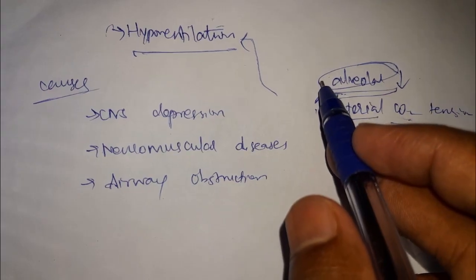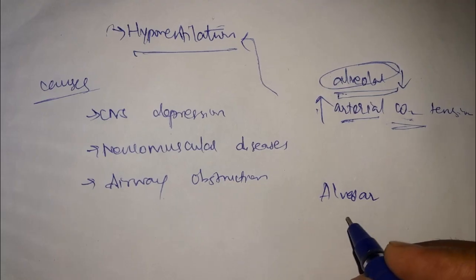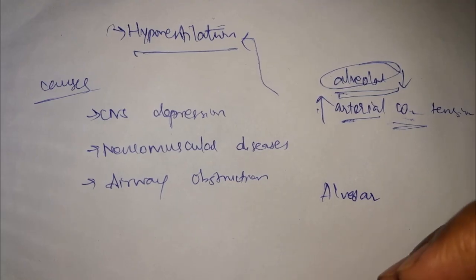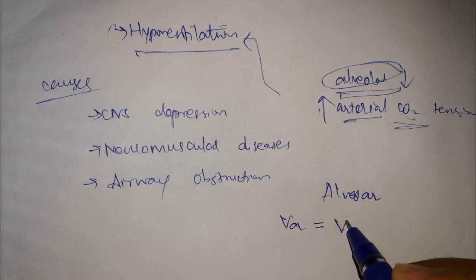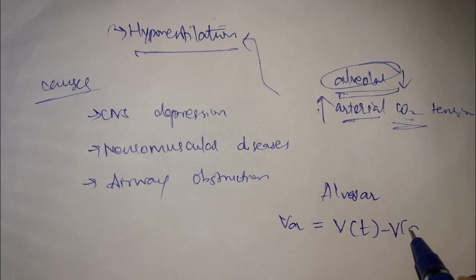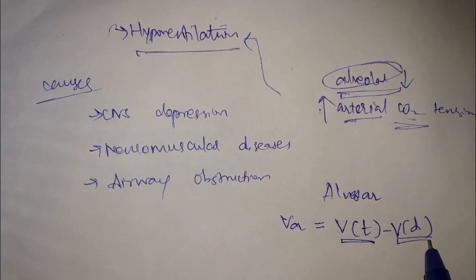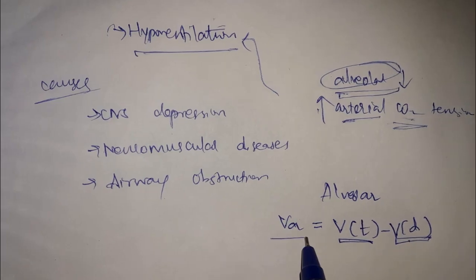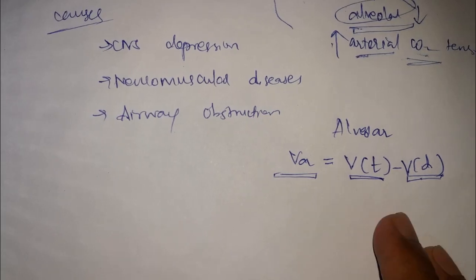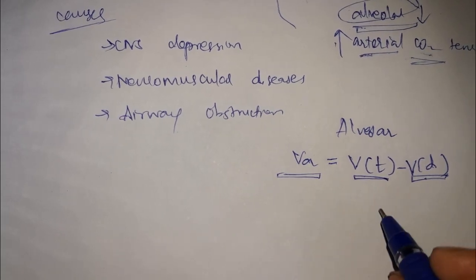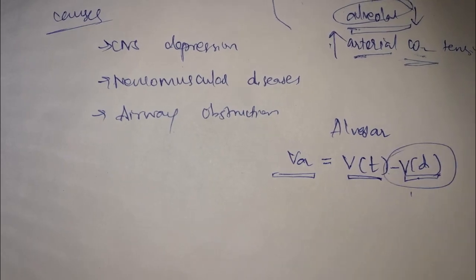So what is alveolar ventilation? We should know about the alveolar volume. It is the volume of the tidal volume that takes part in the gas exchange. So VA is equal to Vt minus Vd. The amount of volume that takes place in the gas exchange is called the alveolar volume. So alveolar volume is directly proportional to the tidal volume and inversely proportional to the dead space volume. That's why it comes under the minus.